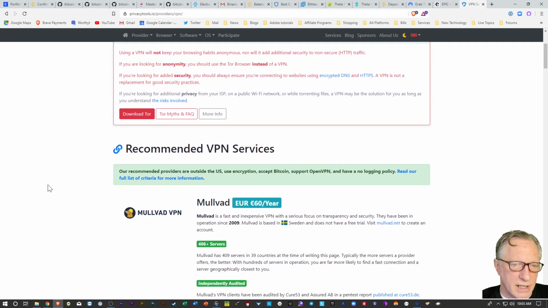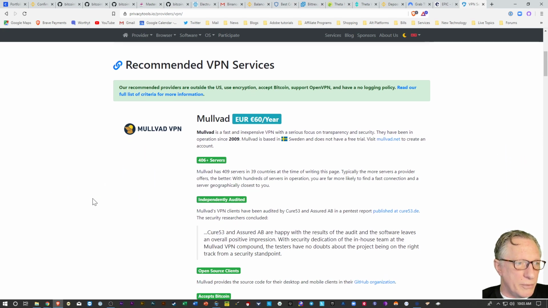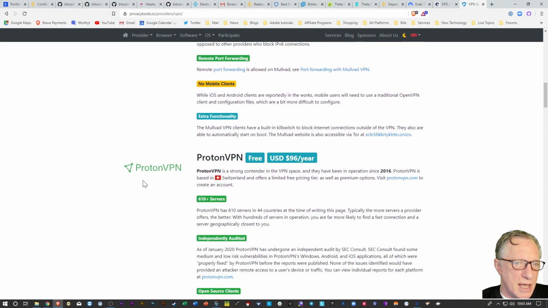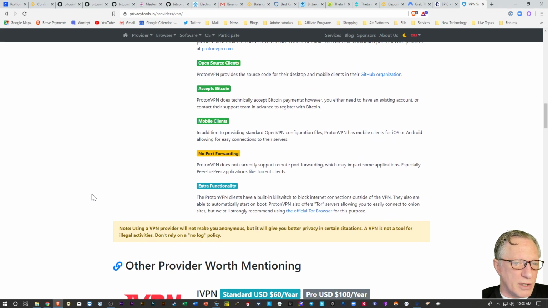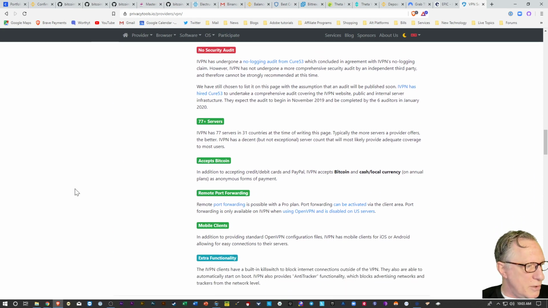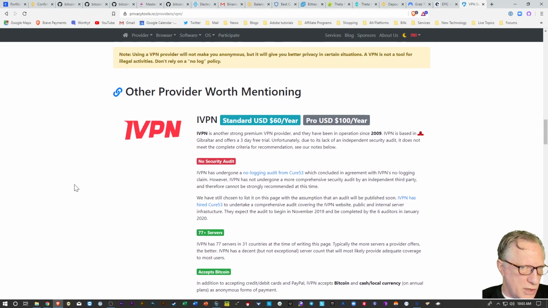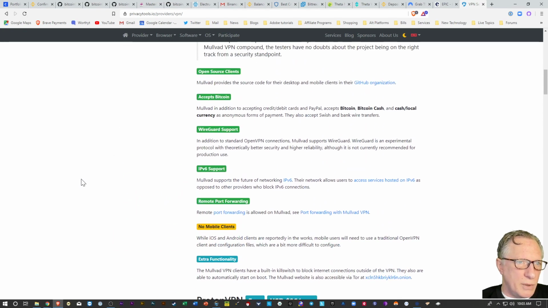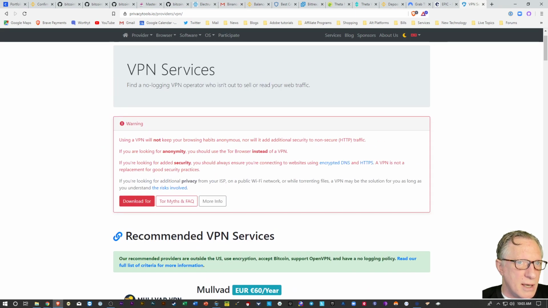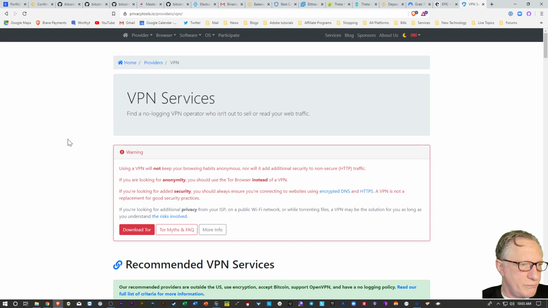So there are some warnings here, but they have some good recommendations for VPN, and they have their own way of evaluating them. So if you're interested in a good, stable, secure, private VPN, I would invite you to check out this privacy-based website, privacytools.io. It's a great way to get an objective opinion of different types of VPNs, right? There's a lot of VPNs out there, and they may or may not be very private, right?